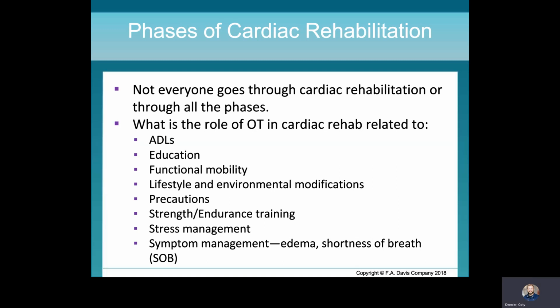Phase 2 is like the outpatient side of it. This is normally about 6 to 12 weeks, roughly. This is where they're going to probably be doing a little bit of exercise that is supervised. That's a major component of outpatient therapy. And then phase 3 is like community-based rehab.